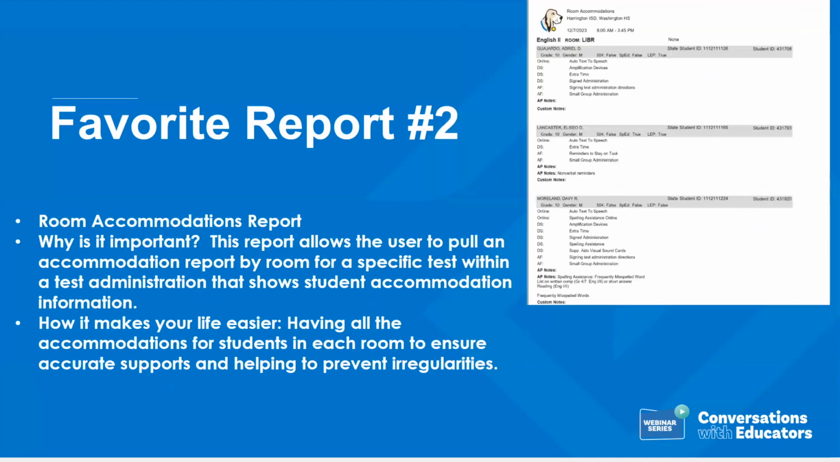So hopping into number two, again, I think when districts come on board with TestHound, this is probably the second most required report at the district level. Most districts say every campus is going to use this report because it just streamlines so many things when it comes to accommodations. So this is our room accommodations report. And again, why is it important? It allows the user to pull an accommodation report by room for a specific test within a test administration that will show all of the student accommodations that go along with that student for that particular test.